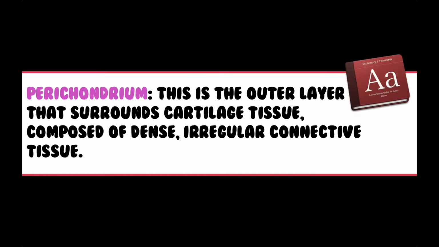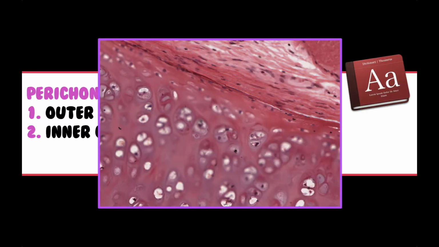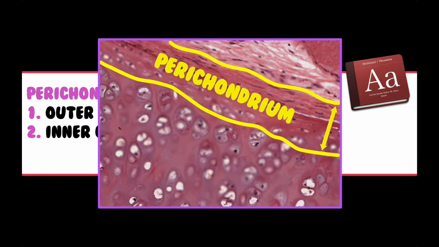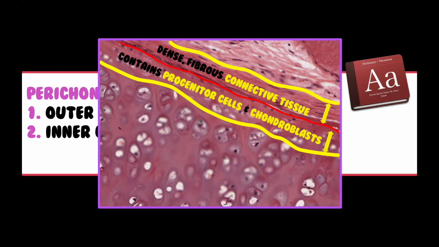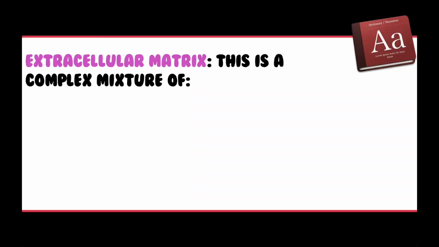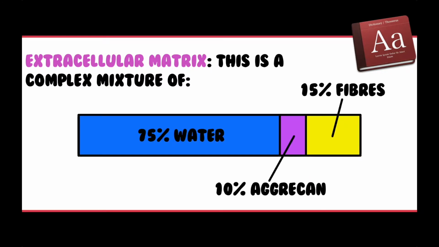So the perichondrium, this is the outer layer that surrounds cartilage tissue and is composed of dense, irregular connective tissue. It consists of two layers, the outer fibrous layer and the inner chondrogenic layer. The outer fibrous layer contains dense fibrous connective tissue which is used for protection, whereas the inner chondrogenic layer contains progenitor cells and chondroblasts. So, the extracellular matrix is a complex mixture of 75% water, 10% aggrecan, and 15% fibers.